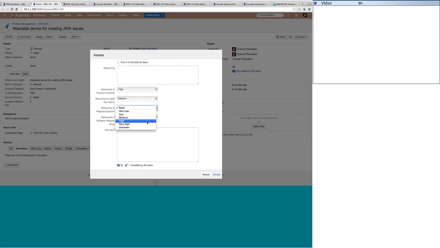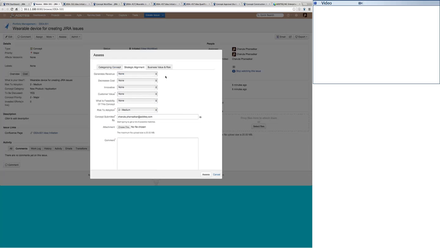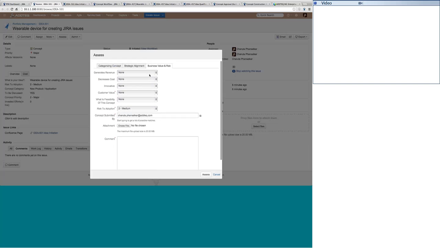The very important part comes with the business value analysis. Maybe at this point of time, when we are in the assessment part of the concept, we are not sure of the exact revenue that this idea is going to generate. But we can surely capture it by selecting a particular slab, say $10,000 to $50,000. Maybe it is going to decrease cost, say $0 to $10,000.